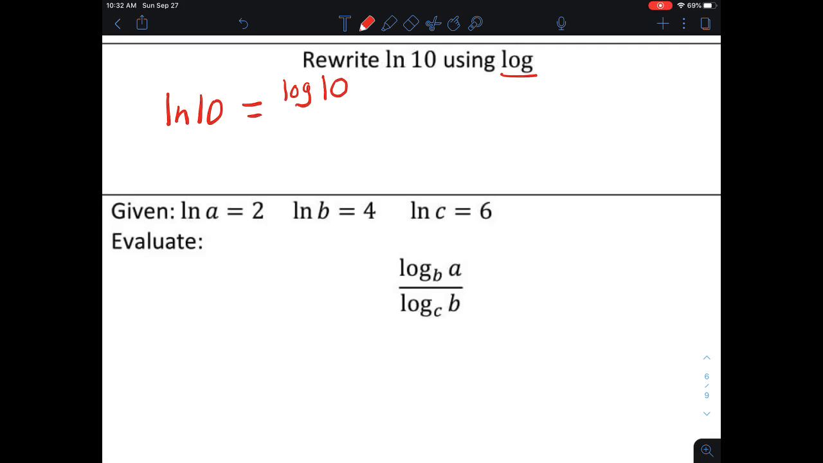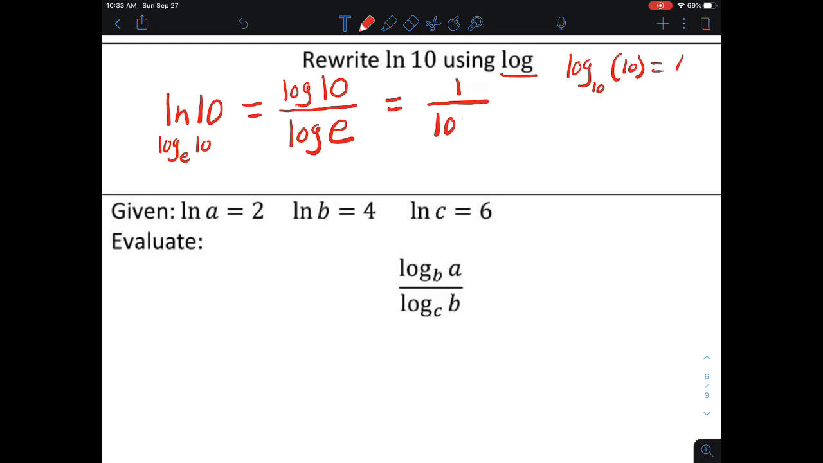So it'd be log of 10 divided by log of, and then I need to know what the base is. Well, remember, the ln is really a log base e. So I'd have log of e. And then we could actually simplify this because remember that the common log is really a log base 10. So log base 10 of 10 is equal to 1. So I could simplify that and say that's the same thing as 1 over log of e.